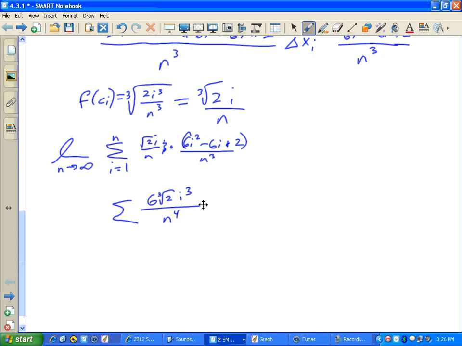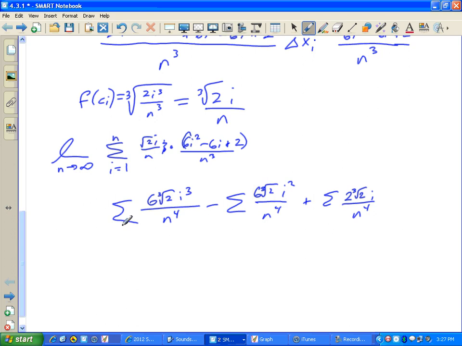And I'm going to split my sum up also. It'll be minus, because of that minus sign, I'd have 6 times the cube root of 2 i squared over n to the 4, plus the sum of 2 times the cube root of 2 times i over n to the fourth.